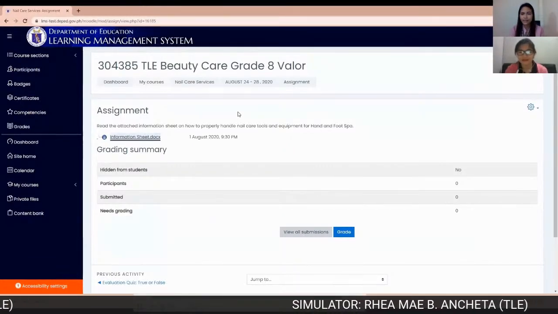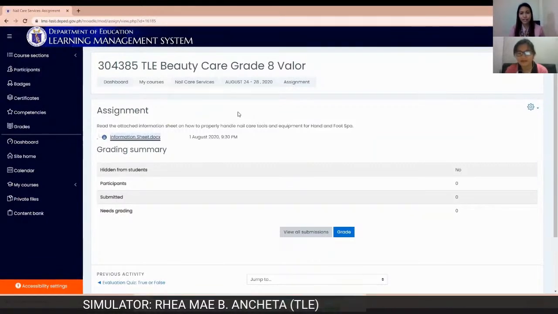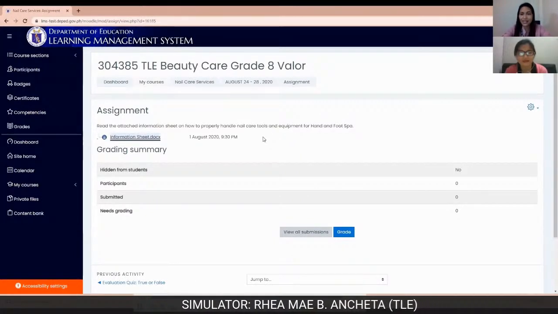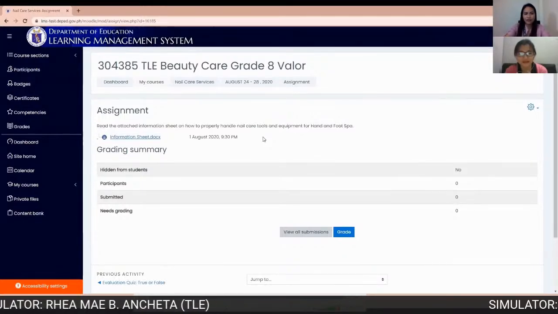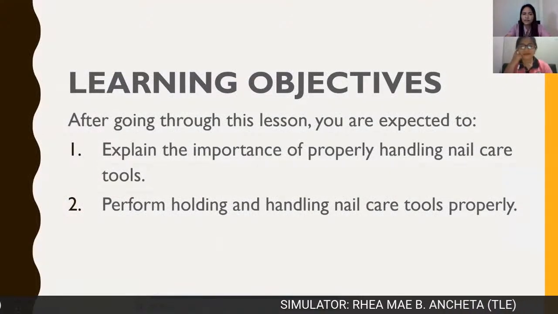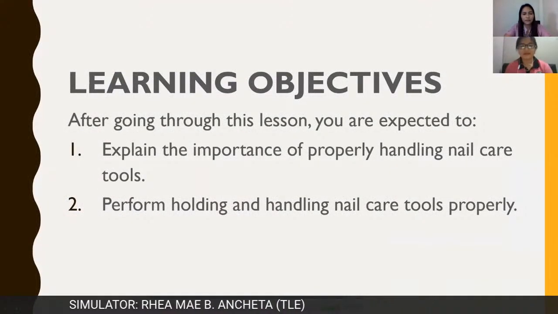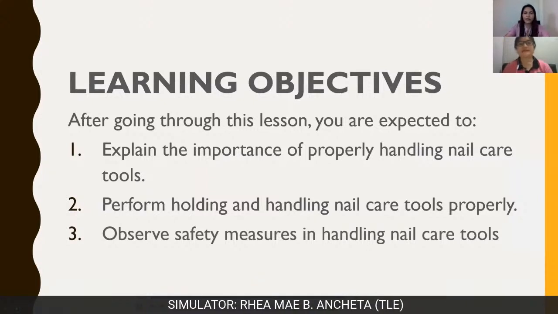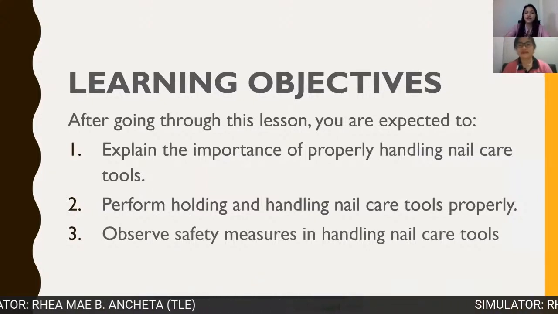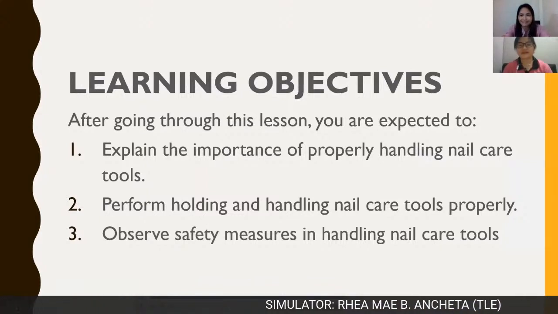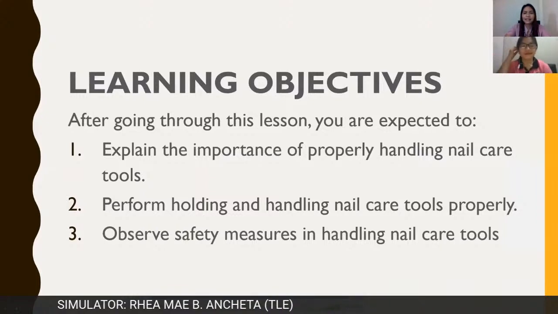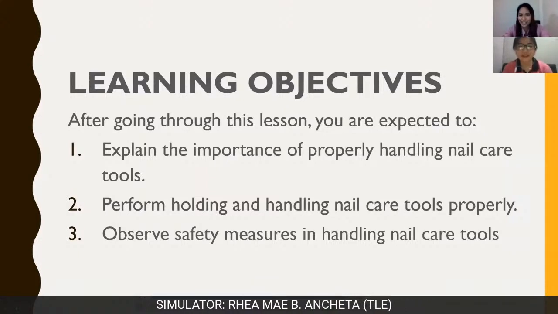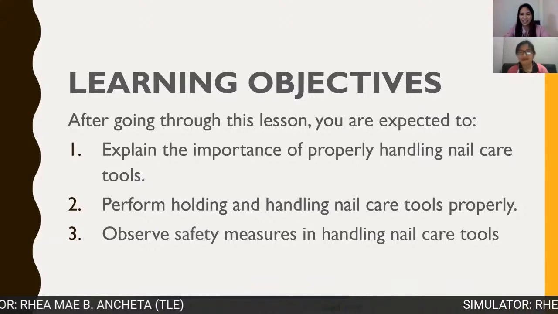Okay? And with this, before we end our discussion, again, just like I have said earlier, we will go back to the objectives. If we were able to successfully achieve our learning objectives. Alright? So we're back with our objectives. Again, first, explain the importance of properly handling nail care tools. Are we able to explain the importance? Yes, ma'am. Okay, very good. Were you able to perform successfully holding and handling nail care tools properly? Yes, ma'am. Very good. And lastly, were you able to observe safety measures in handling nail care tools? Yes, ma'am.